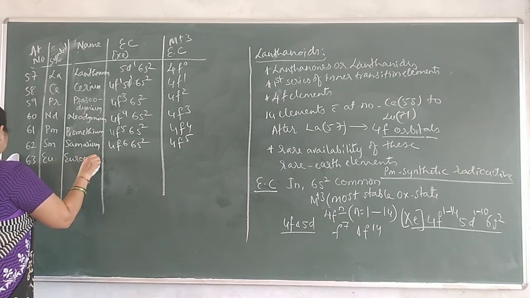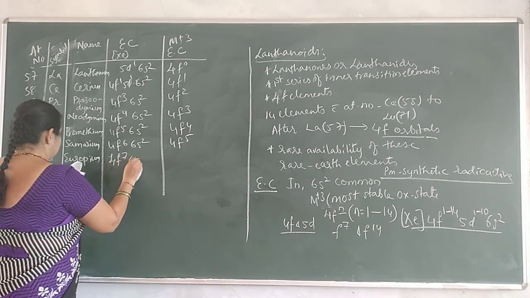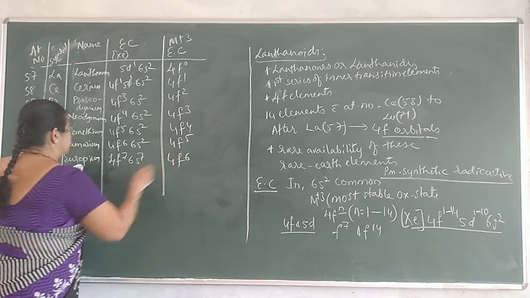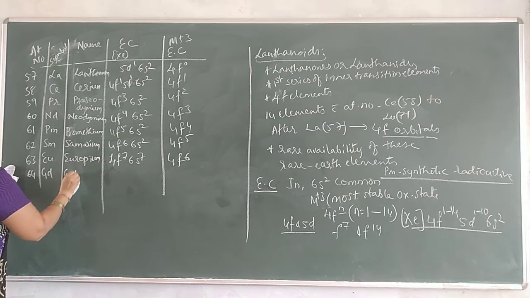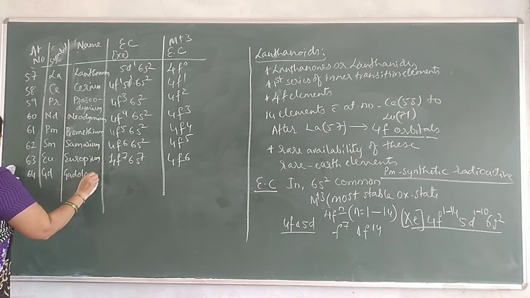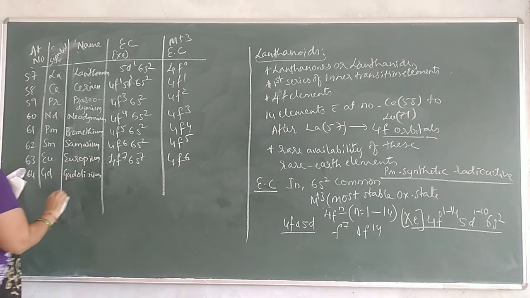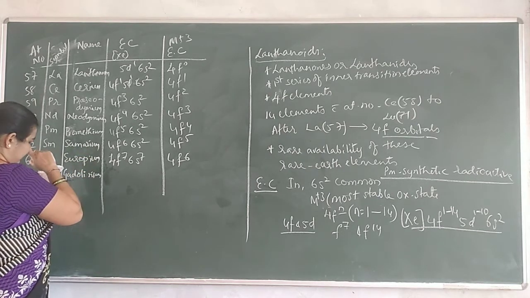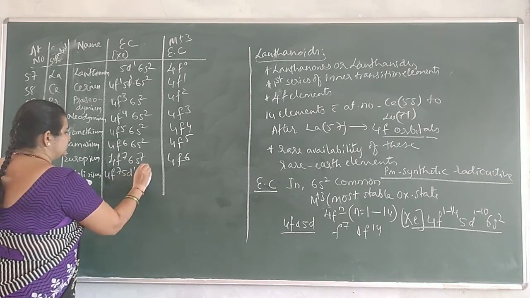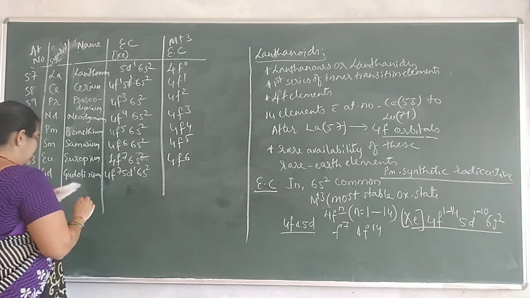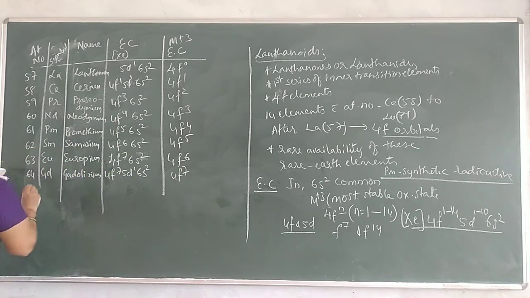Then 63, europium, 4F7, 6S2, 4F6. Then 64, gadolinium, 4F7, 5D1, 6S2. Okay, and in M+3, 4F7.